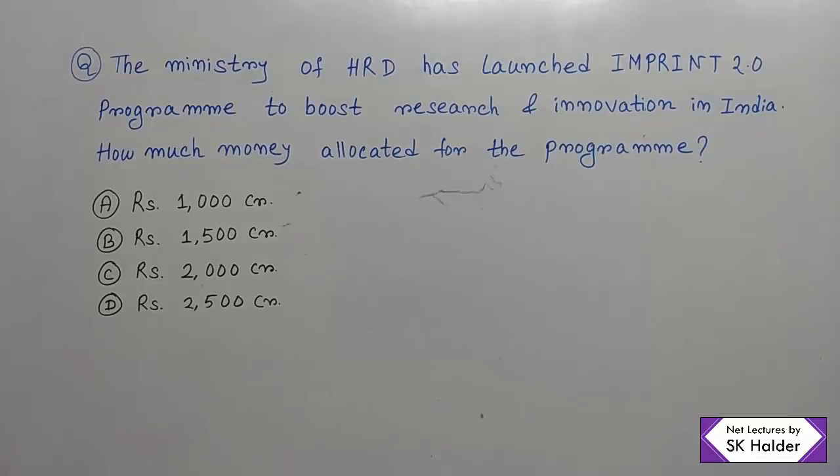The Ministry of HRD has launched Imprint 2.0 program to boost research and innovation in India. How much money allocated for the program? Option A, Rs. 1000 crore. Option B, Rs. 1500 crore. Option C, Rs. 2000 crore. Option D, Rs. 2500 crore.